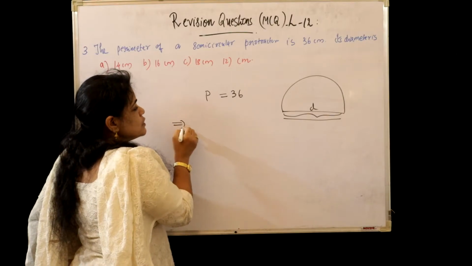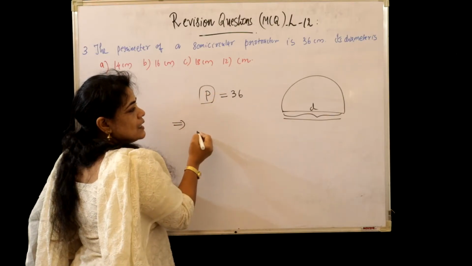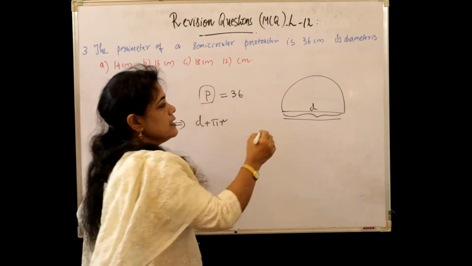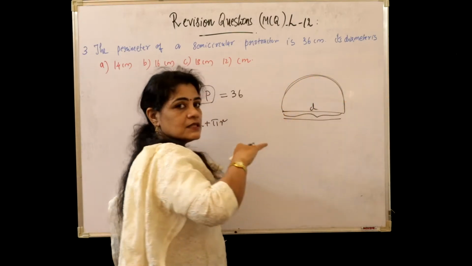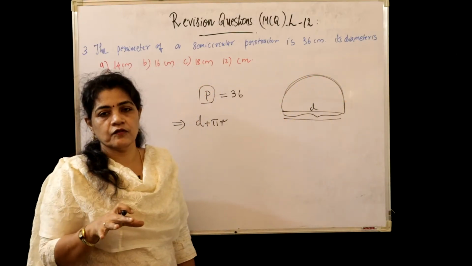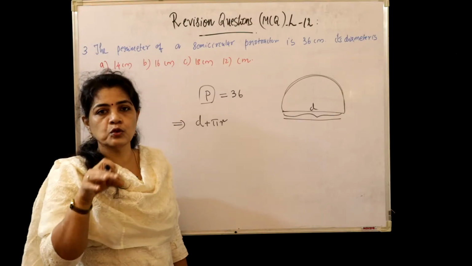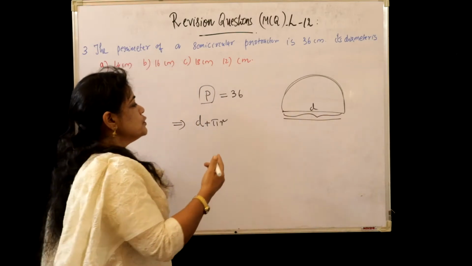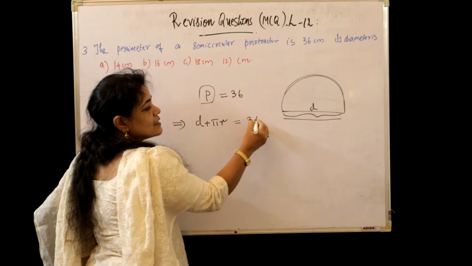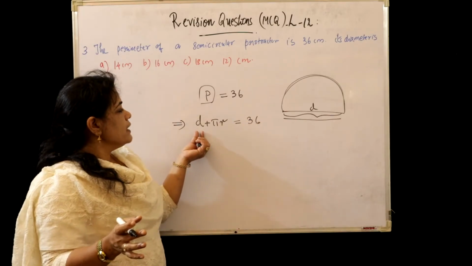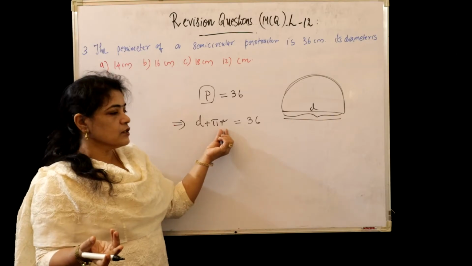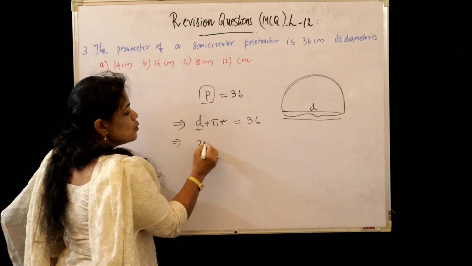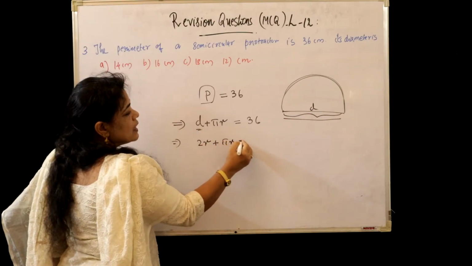You can substitute for this perimeter, that is D plus pi r. Right, pi r is this distance, the semi-circumference of a circle. 2 pi r by 2, the 2 gets cancelled. So pi r plus D, this length, is equal to the perimeter of the protractor, that is given as 36. You can write this D as 2r, because the other part is already in pi r. So instead of D, 2r plus pi r equals 36.